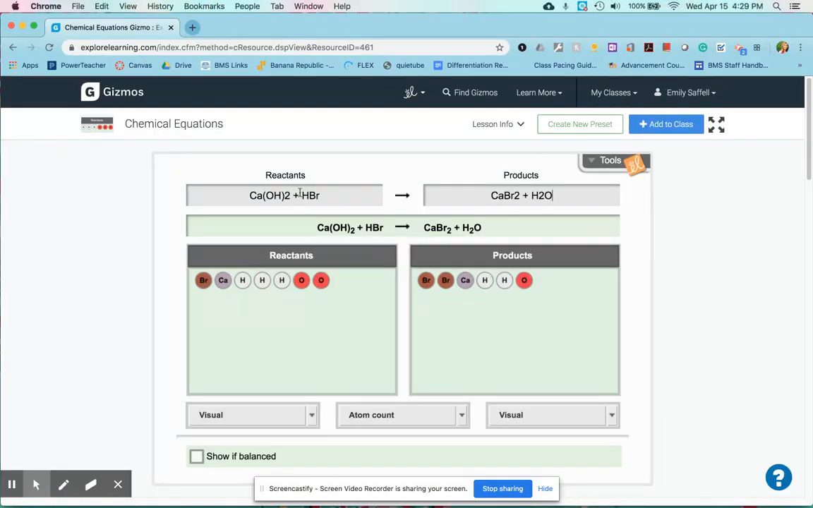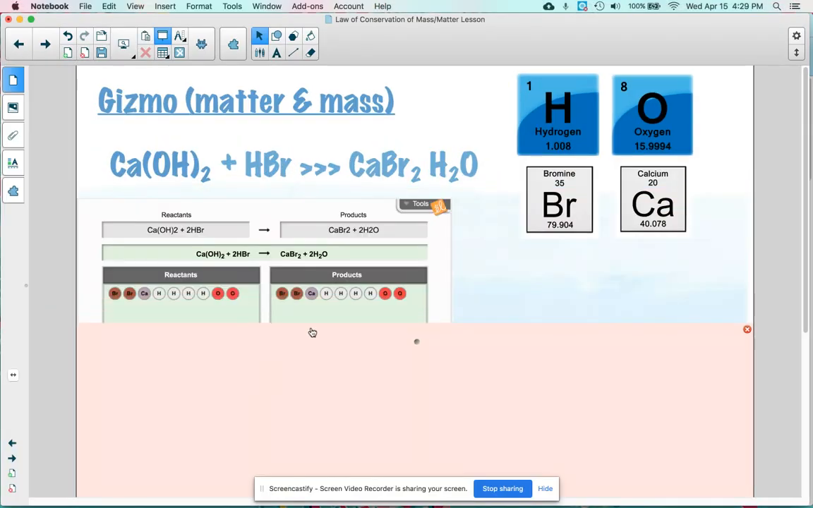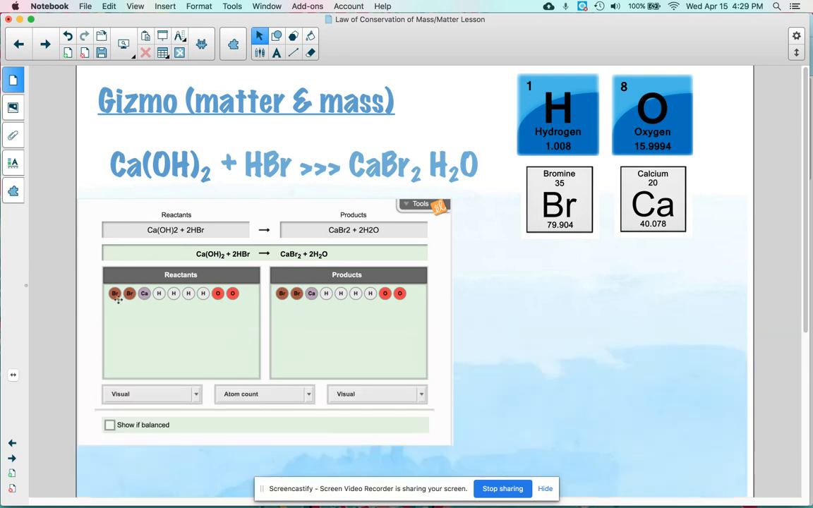So your Gizmo told you to balance it by messing with the HBr and the H2O. So I put a 2 in front. Remember, those are called coefficients, and they multiply. So here I have 2 Brs, 2 Brs, 1 Ca, 1 Ca, 4 Hs, 4 Hs, 2 Os, 2 Os. Now I know that this is balanced. So let's look here. You can see that this is balanced. That's just a screen grab of what we had in front of us.